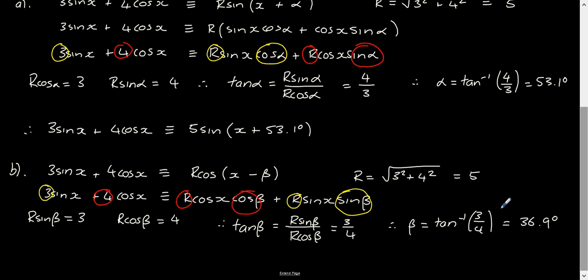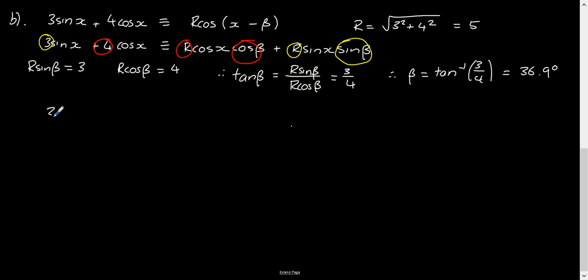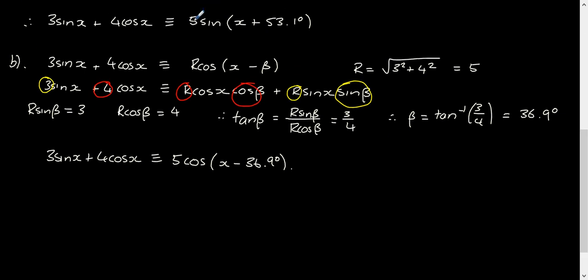So let's finish off, and we'll put our little statement of fact. So 3 sine x plus 4 cos x is the same as 5 cos brackets x minus 36.9. And that makes perfect sense, I think. Both of these equal different things here, right? We've got 5 cos(x minus 36.9), or we had 5 sine(x plus 53.1). The 5s are multiplying the amplitude, which is fine.